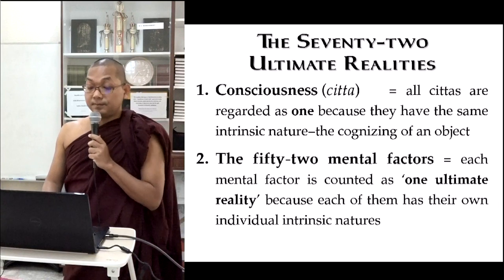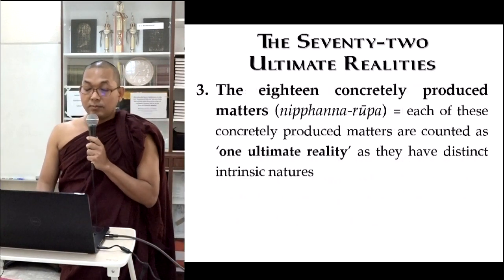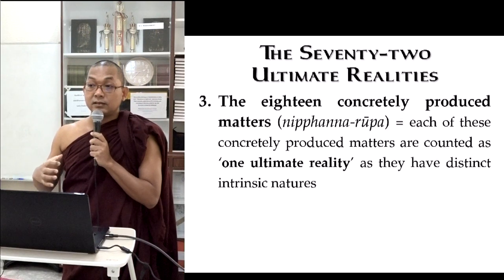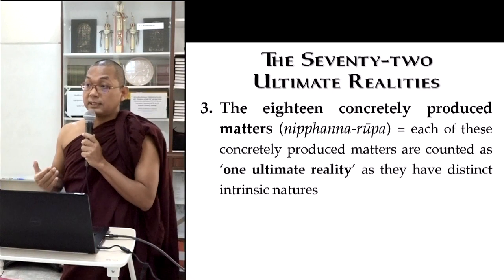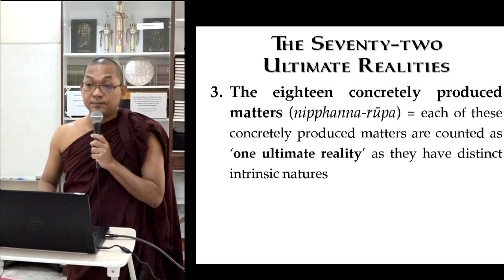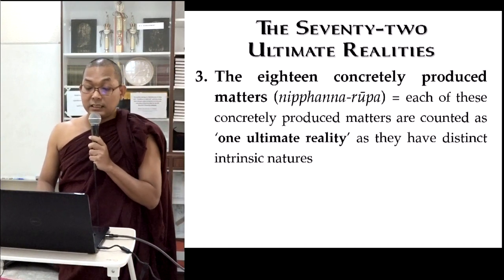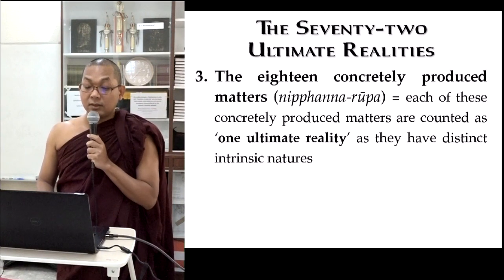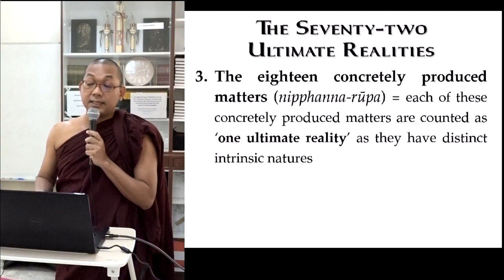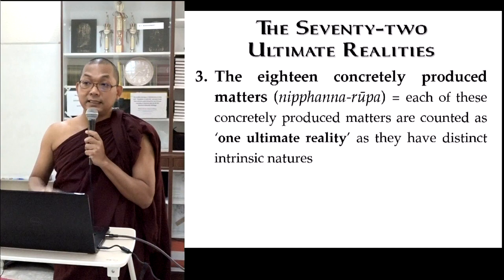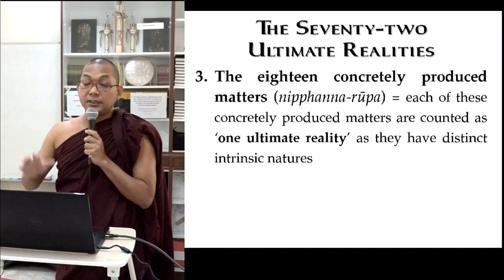So now together, 53. Among 28 material phenomena, there are 18 concretely produced matters, in Pali nipphanna rupa. They are concrete. They are the object of insight meditation. We can practice insight meditation by using these material phenomena. Each of these 18 concretely produced matters is counted as one ultimate reality. For that reason, among 28 matters, we have 18 ultimate realities. They have their own intrinsic natures.